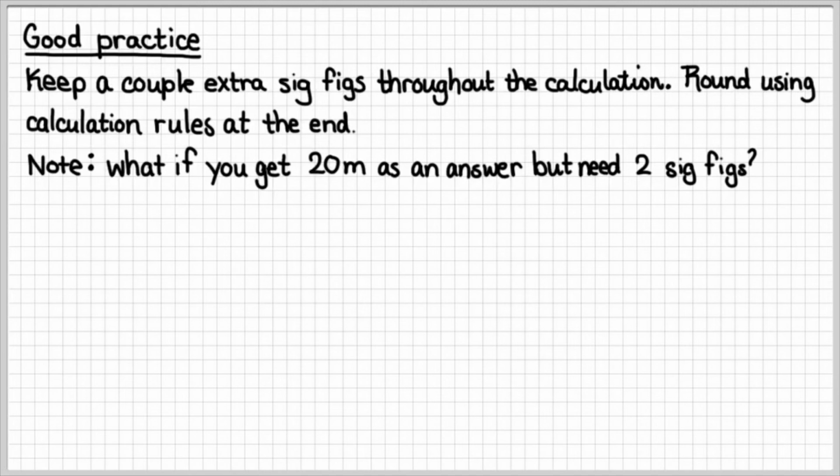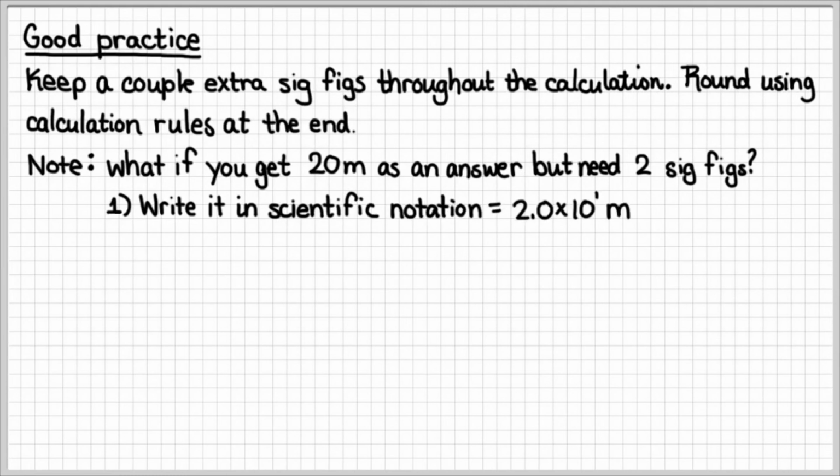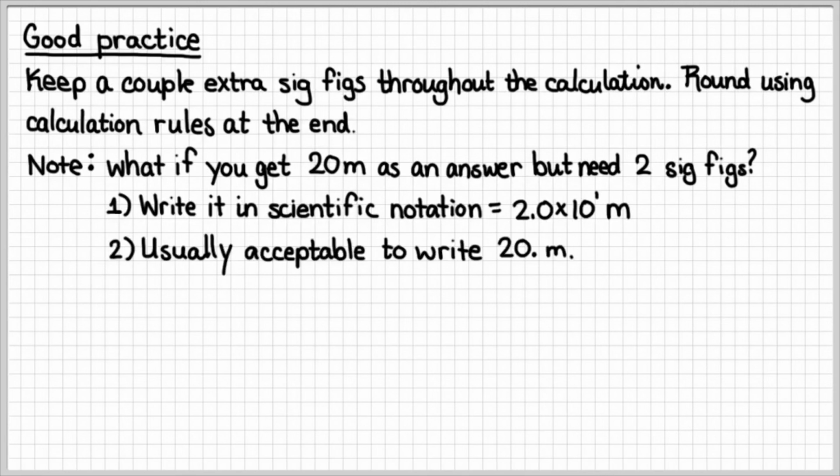With Mastering Physics or whatever homework program you're using, you definitely want to wait to round until the end. Also, note that if you get an answer like 20 and you need 2 sig figs, there are a couple of ways to deal with that. One way is to write it in scientific notation. So in scientific notation, 20 is 2.0 times 10 to the 1 meters. That now has 2 significant figures. Colloquially, it is acceptable to write 20 with a decimal place at the end and no 0 afterwards to indicate 2 significant figures, but this is not the absolutely preferred method.